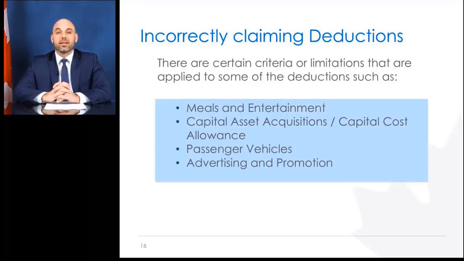Here are examples of incorrectly claiming deductions. Meals and entertainment. Although there are exceptions, the Income Tax Act restricts the deduction for meals and entertainment expenses to 50% of the amount actually paid, provided it was for the purpose of earning income. If you claim an amount for meals and entertainment as an expense on Schedule 125, income statement of your T2 return, 50% of that amount should be added back on Schedule 1, net income or loss for tax purposes on your T2 return.